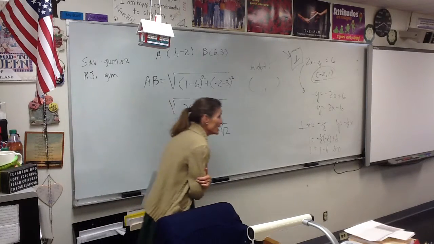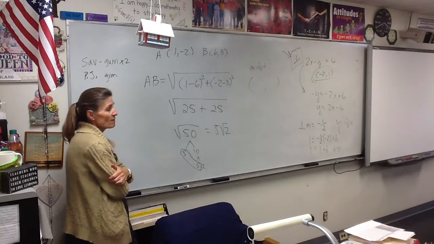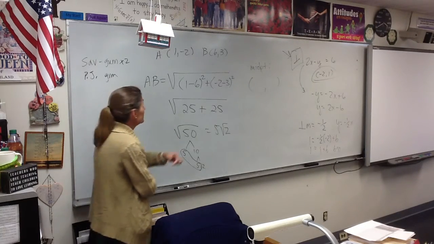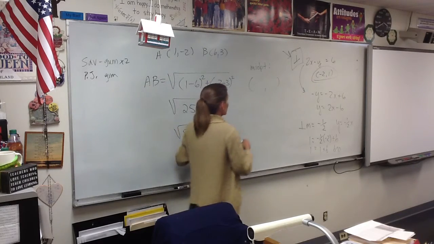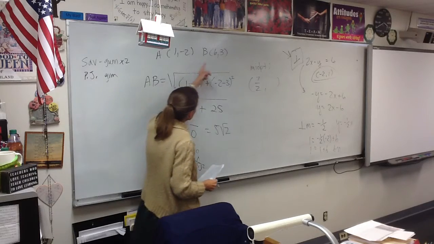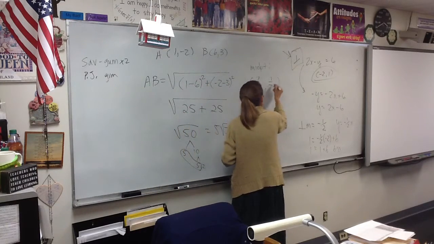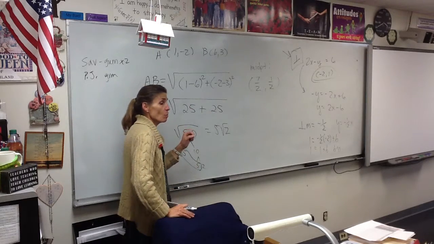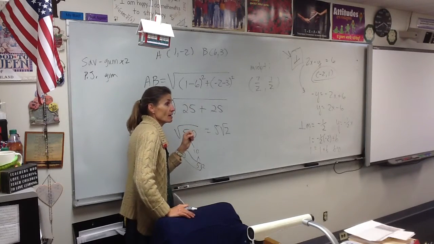Keyword, average. How do we find the average of two things? Add them and divide by 2. So my average x is 7/2. My average y is 1/2. There's your midpoint. How do I get the x's and y's? I add and divide by 2.